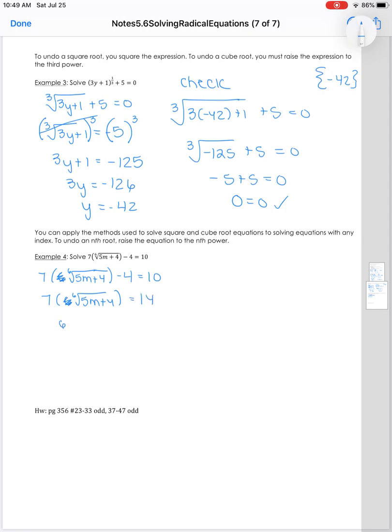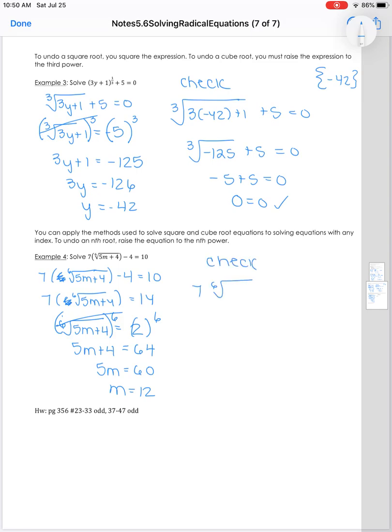So again, to undo something, you would then have to raise it to that power. So if I take this problem, step 1, just like step 1 always, is you have to isolate the radical no matter what. So I'm going to move the 4 over first. This is a 6. Oops, I wrote the 6 in the wrong spot. So I'm going to move the 4 over first, so I get 14. Then I'm going to divide by the 7. So when I divide by 7, this 6 root is now going to be equal to 2.